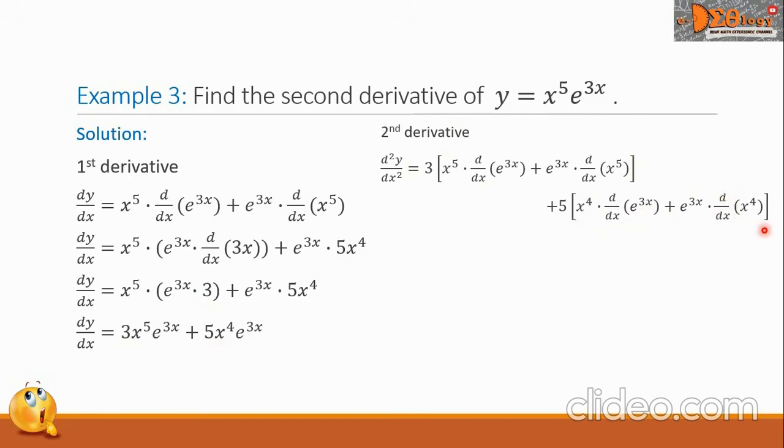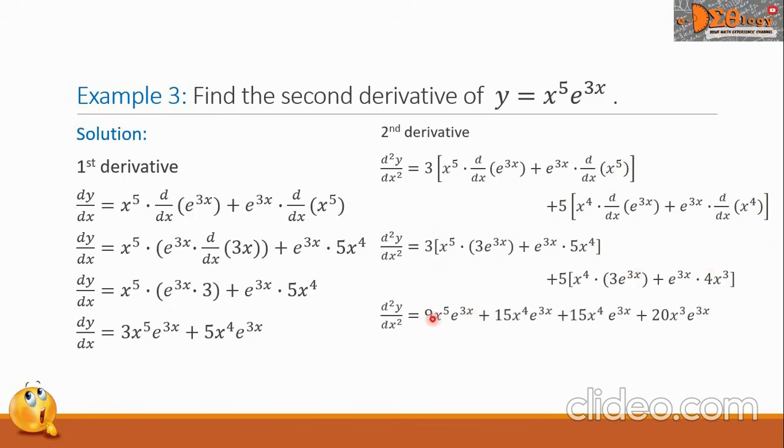Let us now take the derivative respectively. In this case, we will have this 3e raised to 3x. Derivative of x raised to 5 will be 5x raised to 4. The derivative of e raised to 3x will be 3e raised to 3x. The derivative of x raised to 4 will be 4x cubed. Let us now simplify this line by multiplying the respective constants inside.